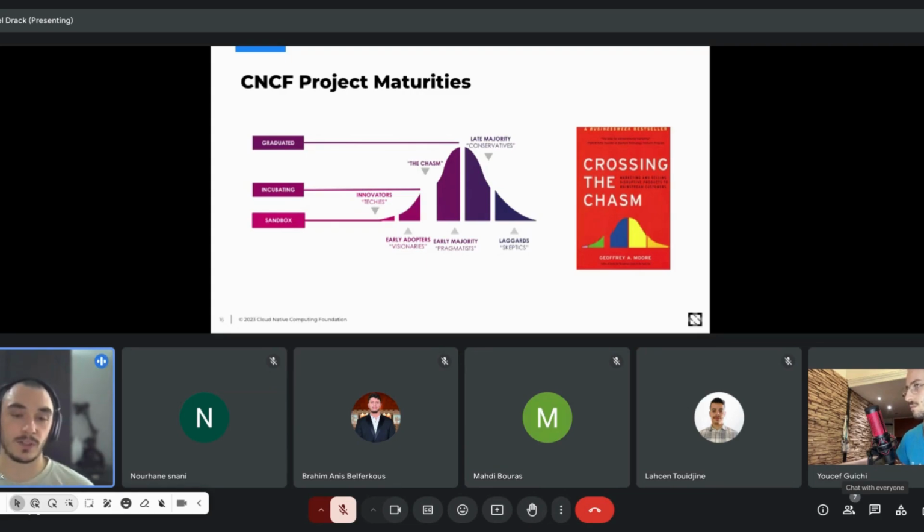They need to have some kind of overall adoption in the market, in the industry, to be promoted to a graduated project. So that's pretty much one of the biggest concerns of the CNCF: to help projects grow, be adopted, and also be professionalized.